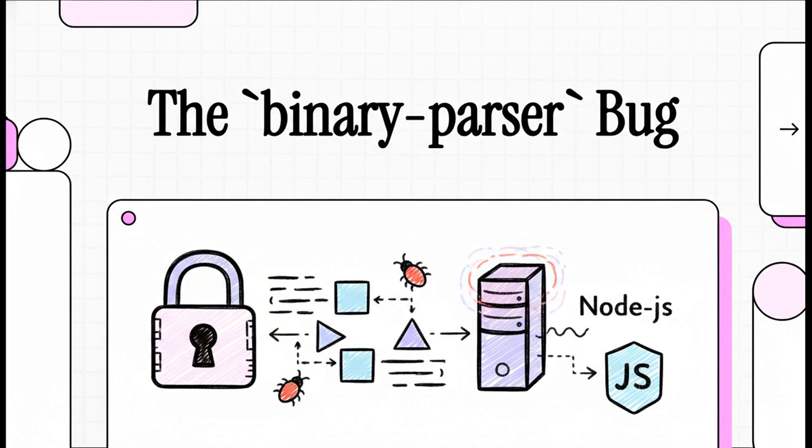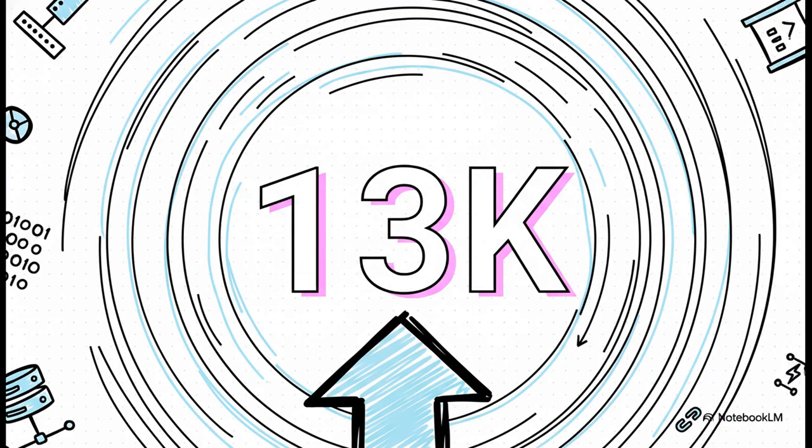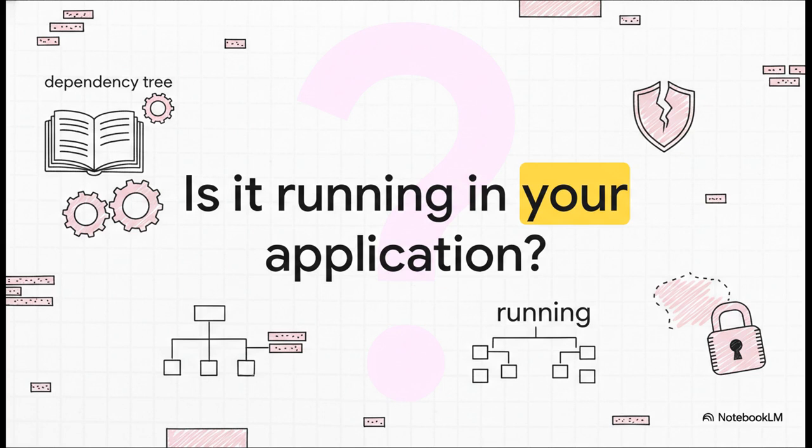Let's get to it. So just to give you a sense of the scale we're talking about, look at that number, 13,000. That's how many times the binary parser library gets downloaded every single week. That is a huge footprint, which means a bug like this has a massive potential blast radius. And really, that leads us to the most important question of the day, right? Is this thing, and more importantly, a vulnerable version of it, hiding somewhere in your dependency tree?